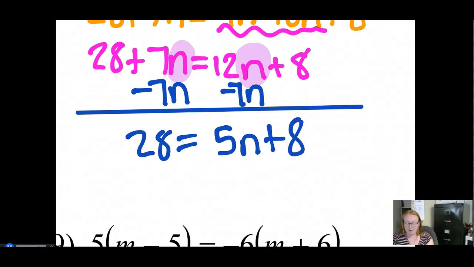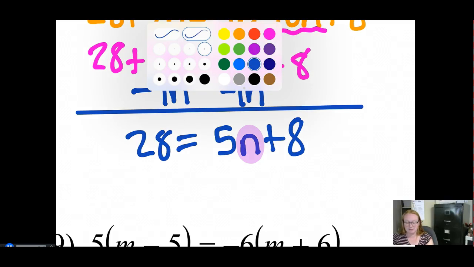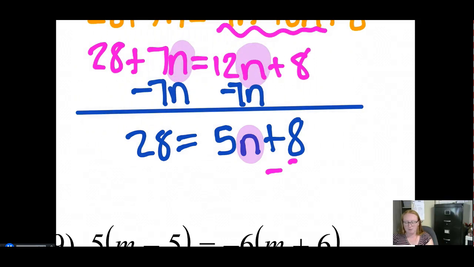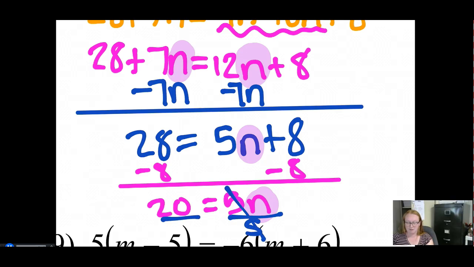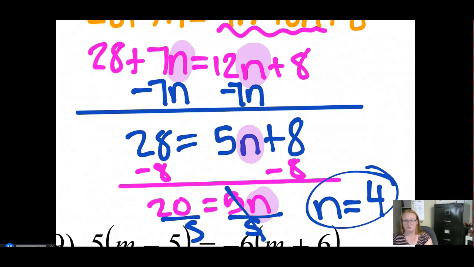I'm still trying to get the n by itself. I am subtracting 8 from both sides in order to get that n by itself. I get 20 equals 5n. So now I'm still trying to get the n by itself. Right now 5 is with the n. I'm going to divide by 5. Divide by 5. I get n equals 4. Done.